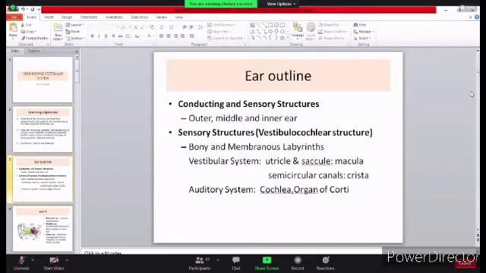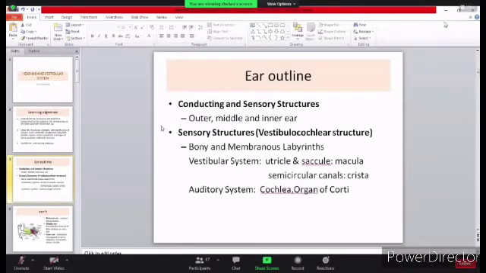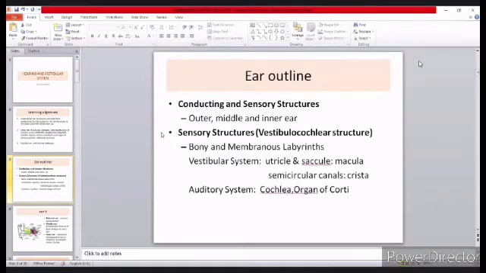So just a little bit of revision from where we left off some 2 weeks ago. Our ear outline. So we have the conducting and the sensory structures. Our conducting structures, that's the outer ear, which comprises of the outer ear canal, the pinna, the middle ear comprising of the tympanic membrane and the ossicles, as well as the inner ear, which comprises of the semicircular canal.